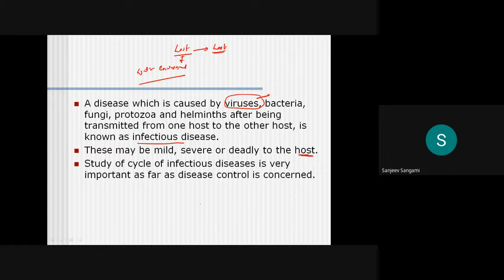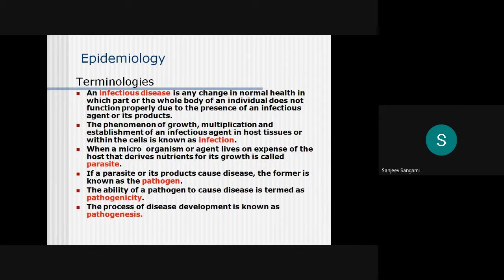So a very important thing is the study of the cycle of infectious disease, which is very important as far as disease control is concerned. The study of the cycle of infectious disease is more important. So, some of the terminologies when we are talking about epidemiology. Of course, detail is not required, but in the present situation some concepts related to epidemics are required, so because of that reason I took this slide. Some of the terminologies we should know when it comes to epidemics or pandemics.